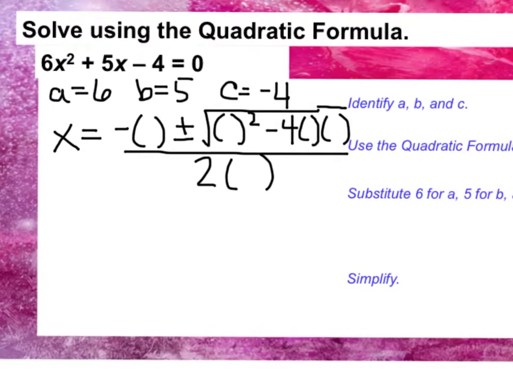Okay. So b is 5, negative b. It's going to be b squared, so 5 again. And this is how I teach my kids too. Last year it was b, b, a, c, a. Okay, and so then we're going to plug in a, which is 6, c, which is negative 4, and a again, which is 6. And now we'll simplify.